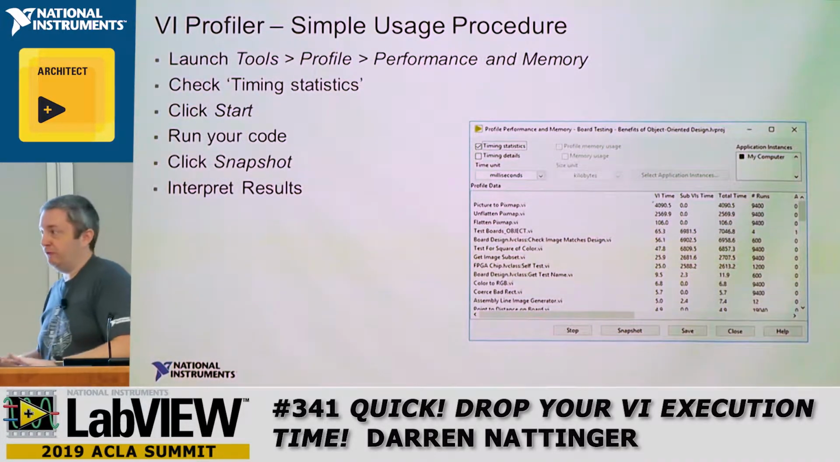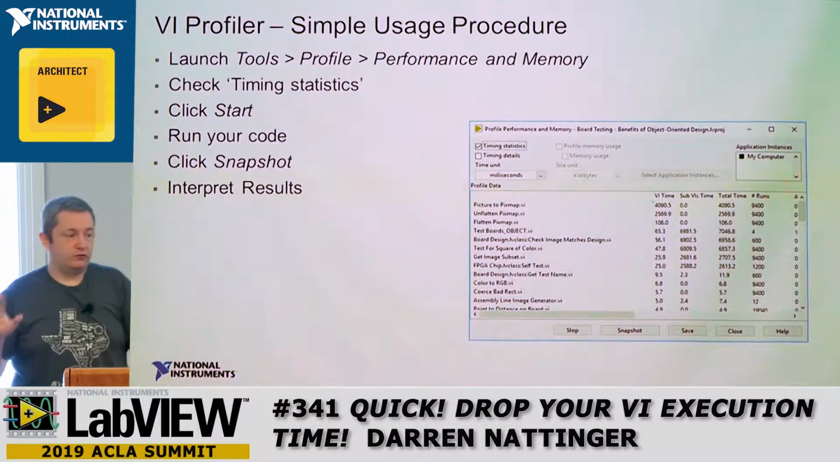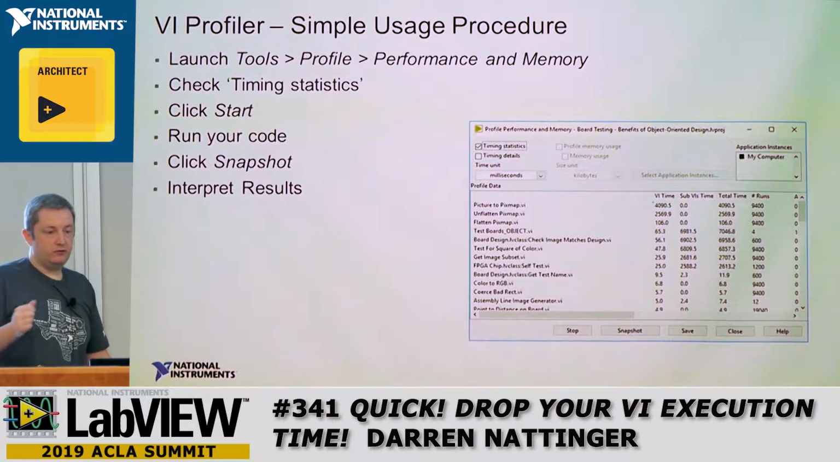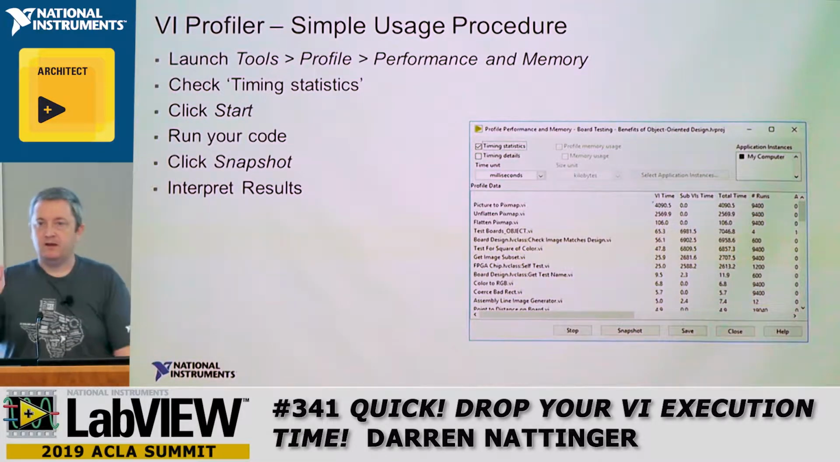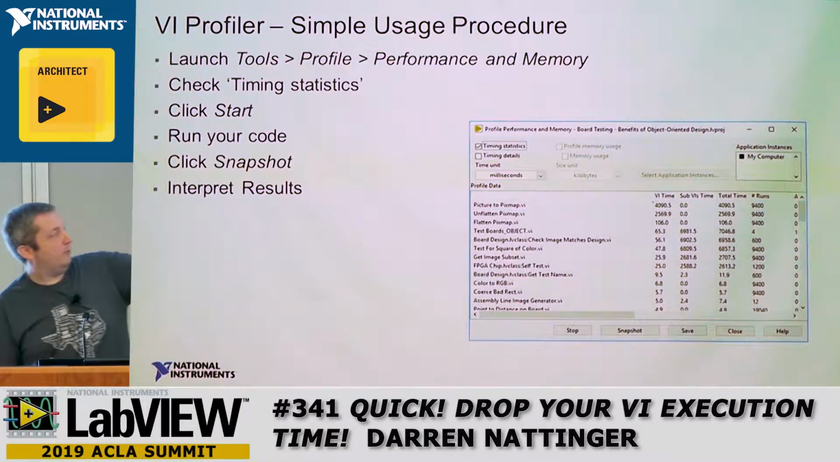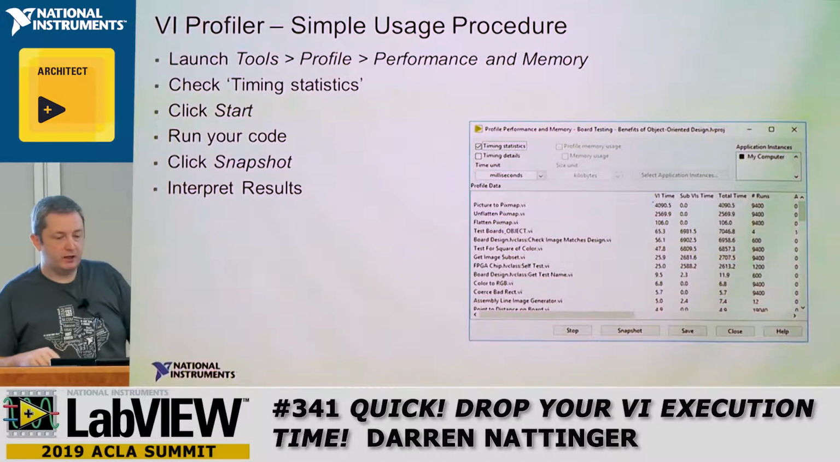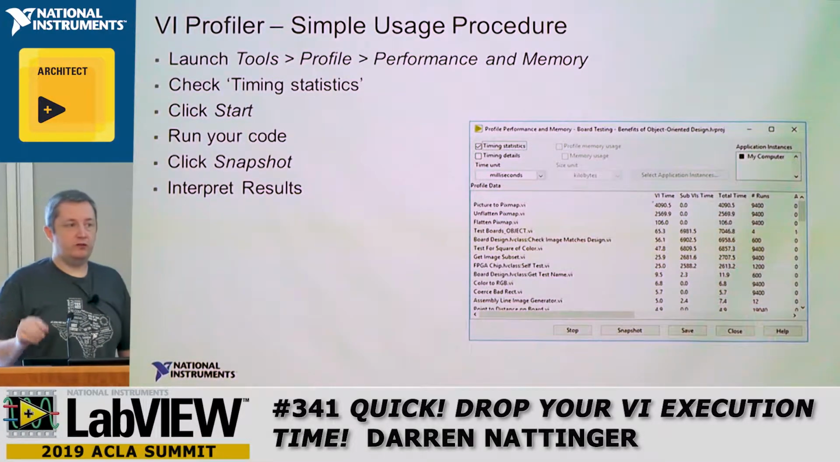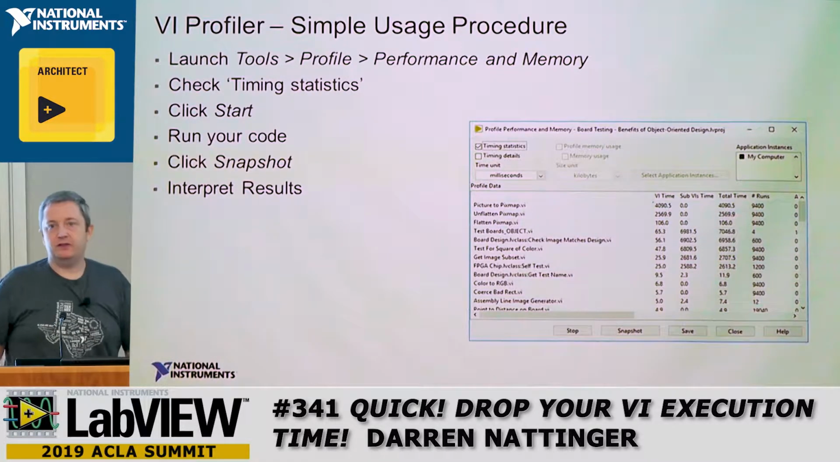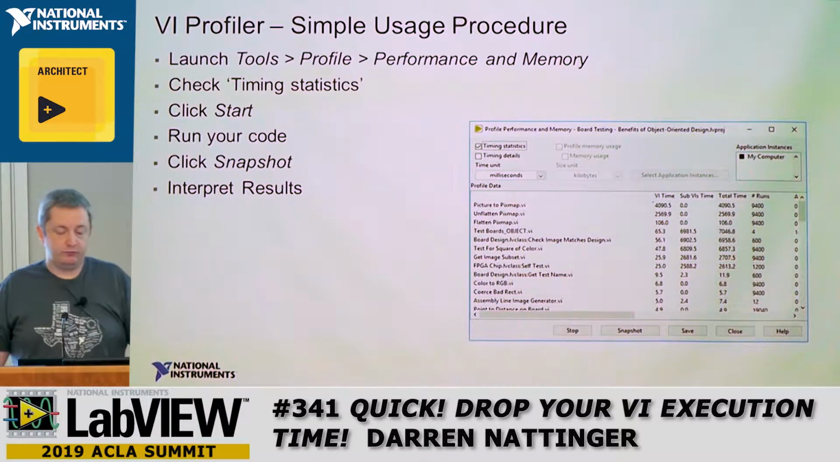Here's how to use the profiler. It is super simple to use. You launch it, there's a little checkbox in the upper corner that says timing statistics, check that. Click start; there's normally a start button down there, but I took the screenshot while I was running, so it says stop instead. Then run your code, and after your code runs, click snapshot, and then start looking at the information to figure out how much time your VIs took.